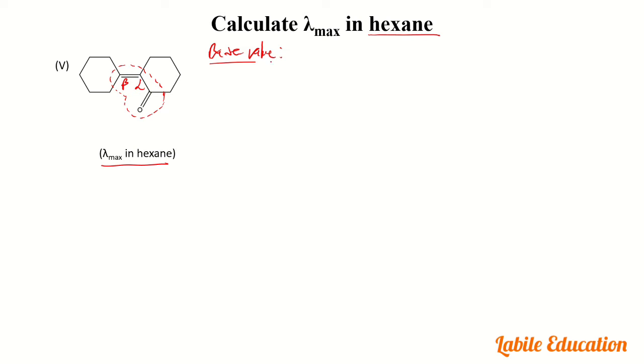This is the base value for alpha beta unsaturated acyclic ketone, that is 215 nanometer. There is a confusion about why we are considering this, although the value is the same for the acyclic ketone as well as the cyclohexanone. This is a cyclohexanone, but this double bond is not the part of the ring. If it were the part of the ring, we would have written here the cyclic six membered ketone. So we are considering it like an acyclic ketone. The value is the same.